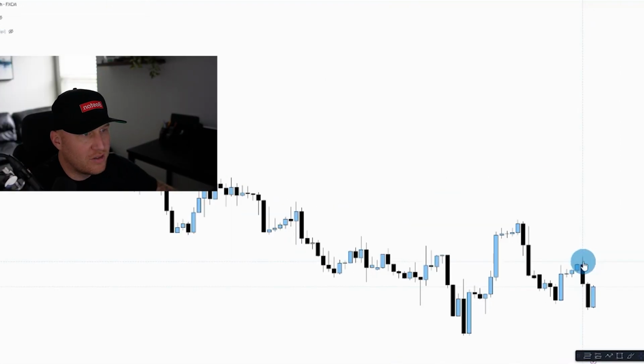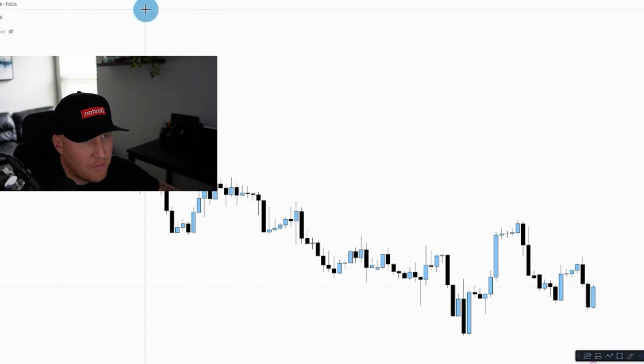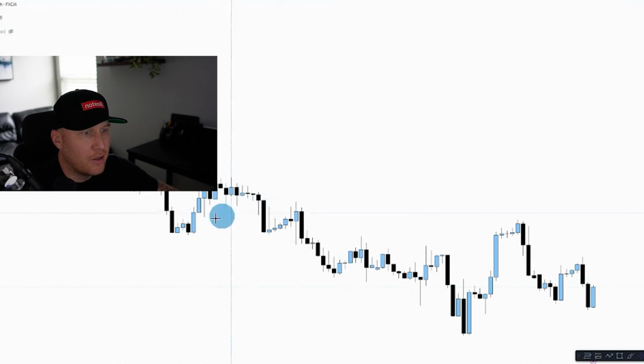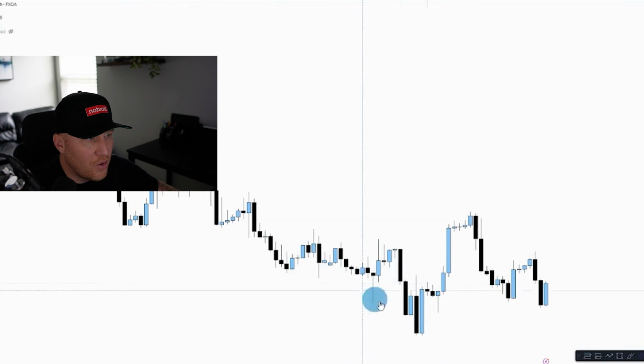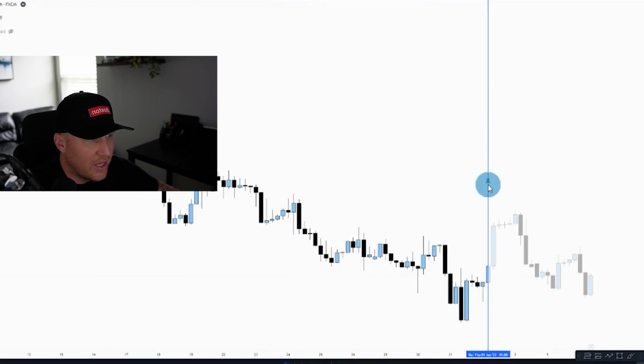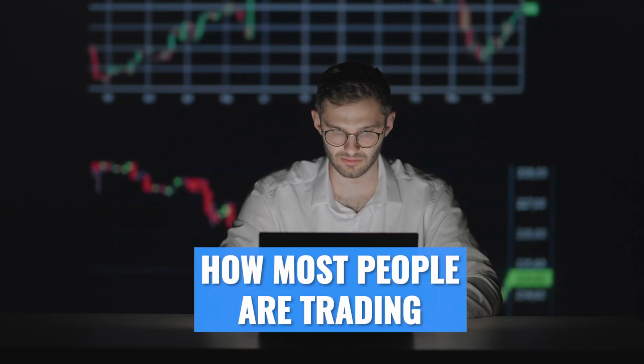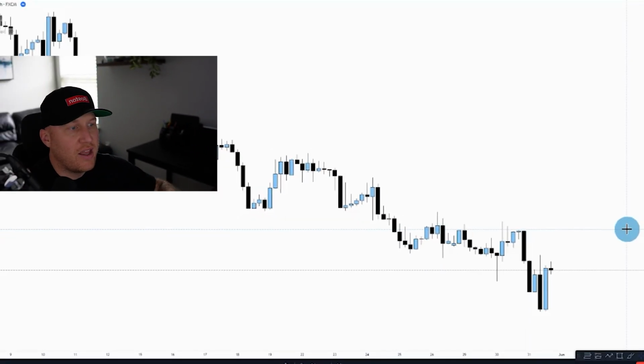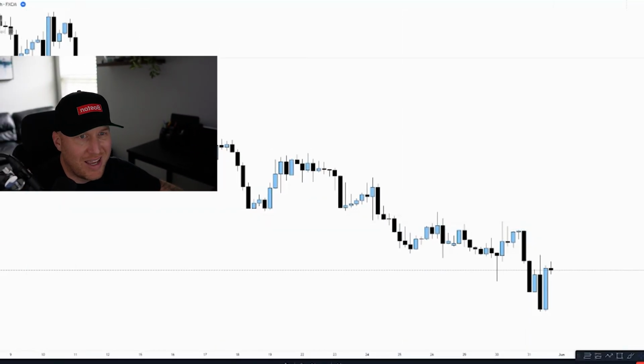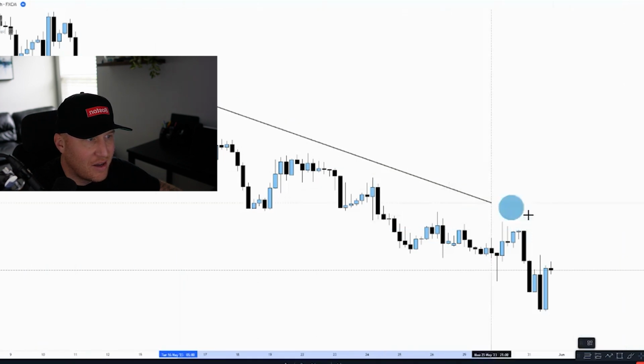Now, looking at the 4-hour time frame, we can clearly see price has been bearish and it's making lower highs and lower lows. And then we get here. So what I'm going to do is I'm going to remove some of that price action. What I do now is I try to get in the minds of how most people are trading a pattern like this. How are they trading this bearish trending market? And in most cases, it's something like this.